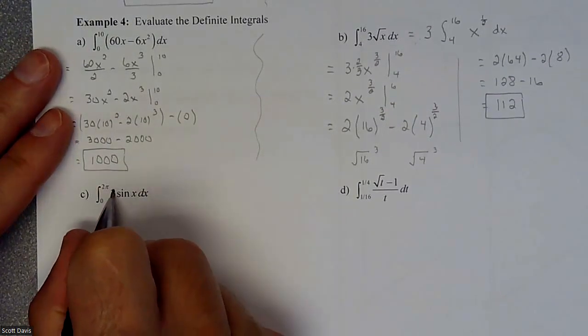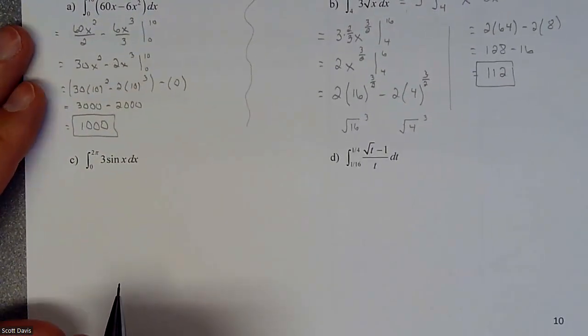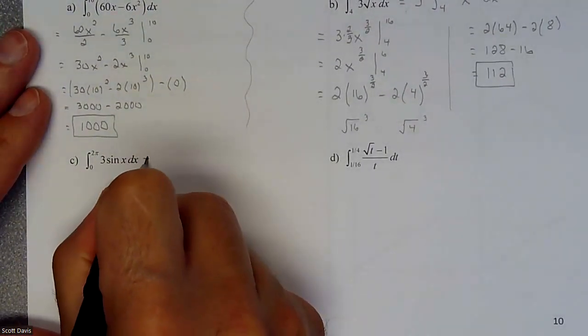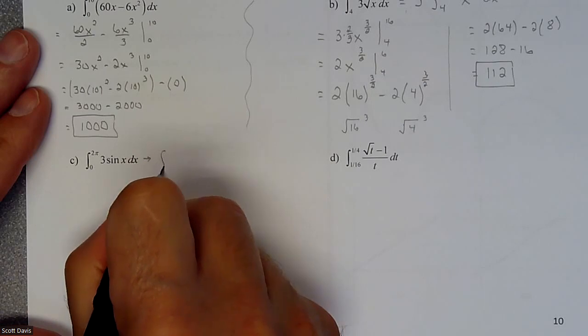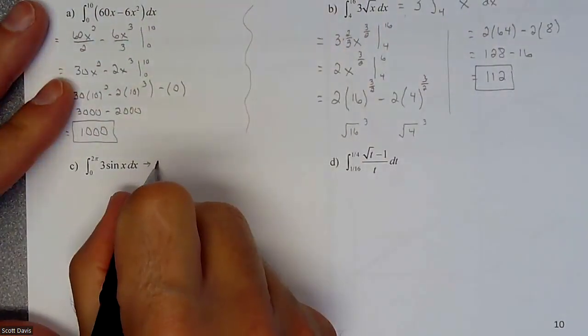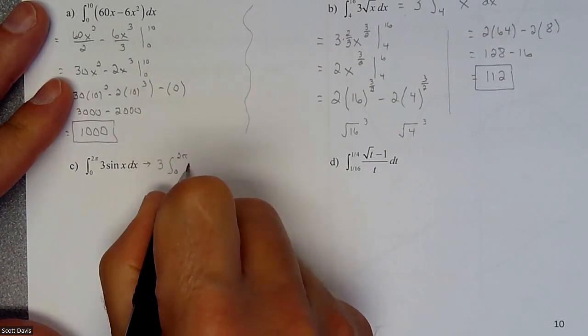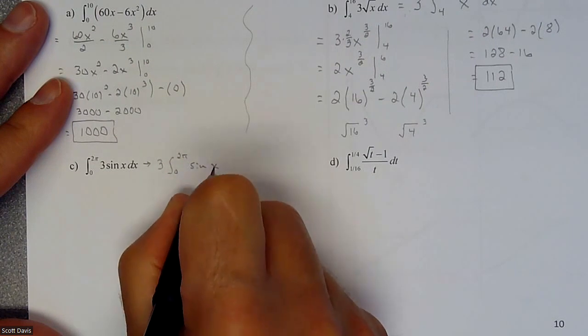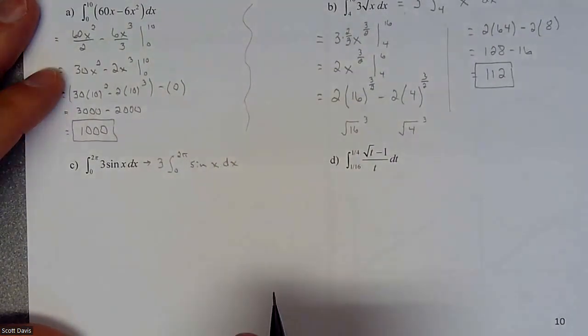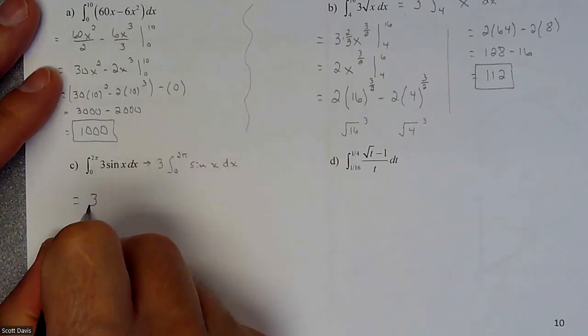I would like to take that 3 out because I feel like the 3 should play a role in doing my antiderivative, and it really doesn't. So I'm really looking at from 0 to 2 pi. We're going to take the 3 out, and then we're going to go from 0 to 2 pi of sine x dx. All right, so we're going to do the antiderivative of this. So the 3 is just kind of floating out there.